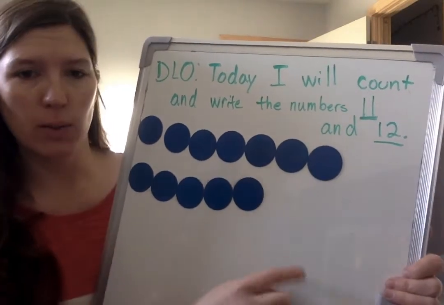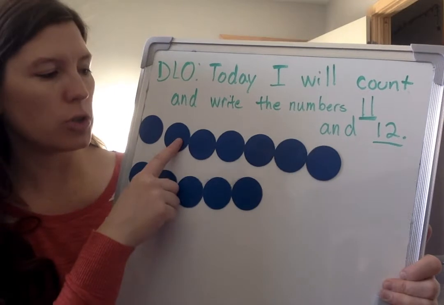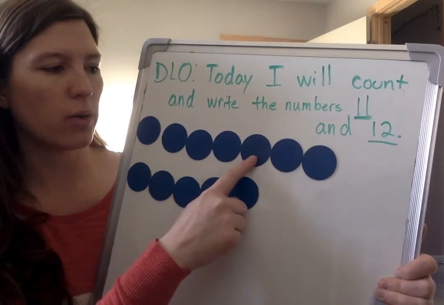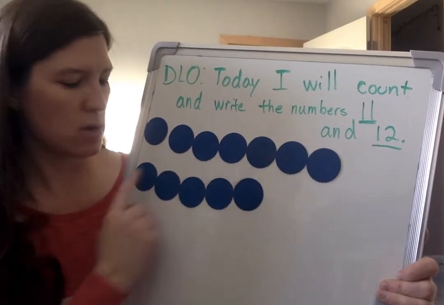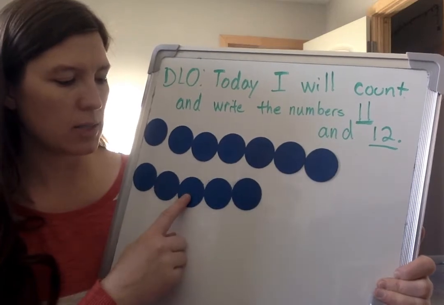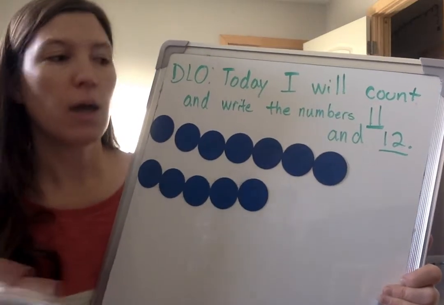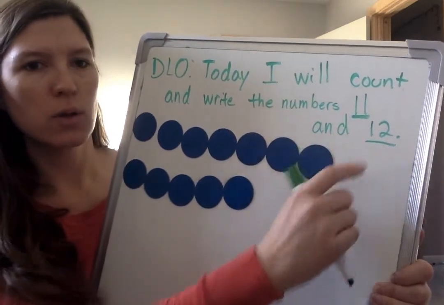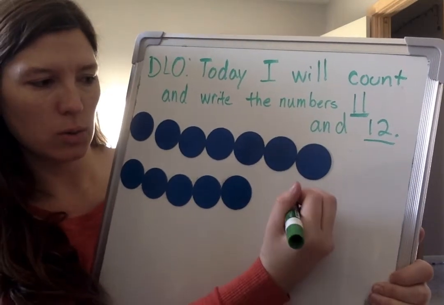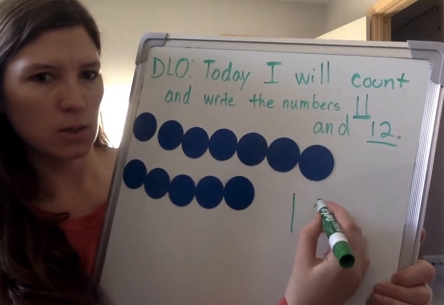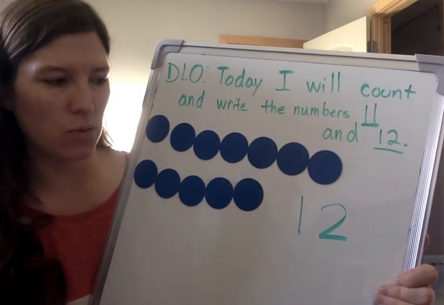So we're going to touch and count and then we're going to write the number. 1, 2, 3, 4, 5, 6, 7, 8, 9, 10, 11, 12. How do I write 12? A 1 and a 2. 1 and a 2. Candy cane foot.